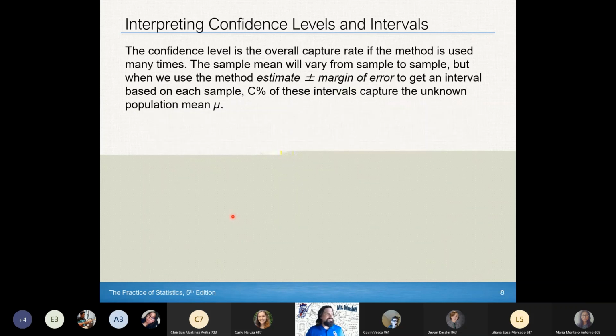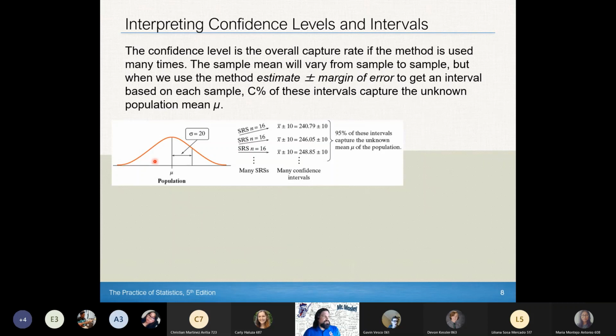So the confidence level is the overall capture rate if the method is used many times. The sample mean will vary from sample to sample, but when we use the method estimate plus or minus margin of error to get an interval based on each sample, C% of these intervals capture the unknown population mean mu.